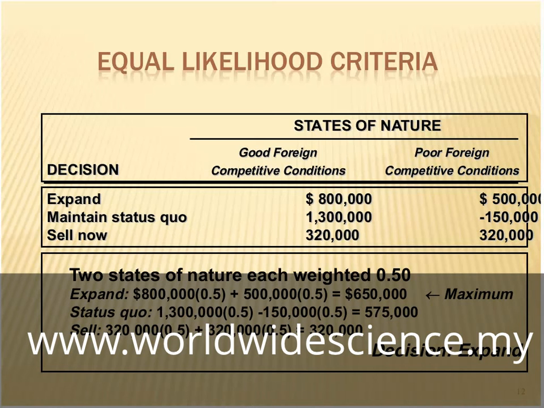In expanding, if you multiply 800,000 by 0.5 plus 500,000 multiplied by 0.5, it equals 650,000 US dollars. In maintaining, we do the same, and in selling, we do the same. So, at the end, we select the maximum number, 650,000. That belongs to expand. So, we have to select expand.